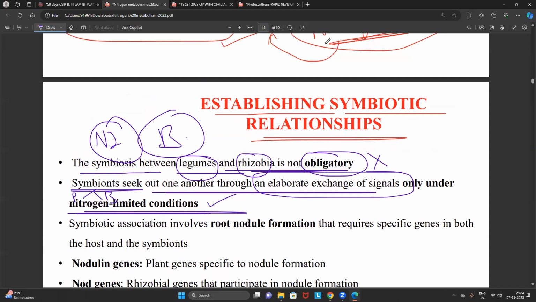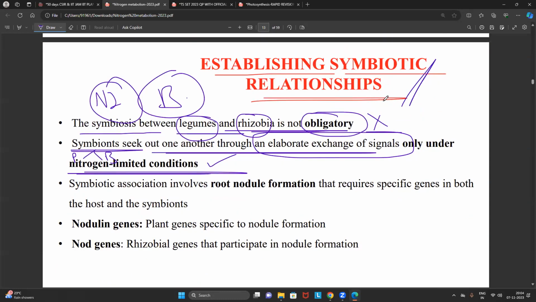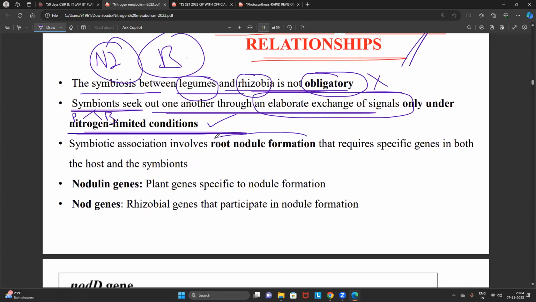Now the question is very clear. Why do they want to maintain the relation? What is the ultimate significance of maintaining the relationship? The ultimate significance of maintaining the relationship is root nodule formation. That is the ultimate goal.